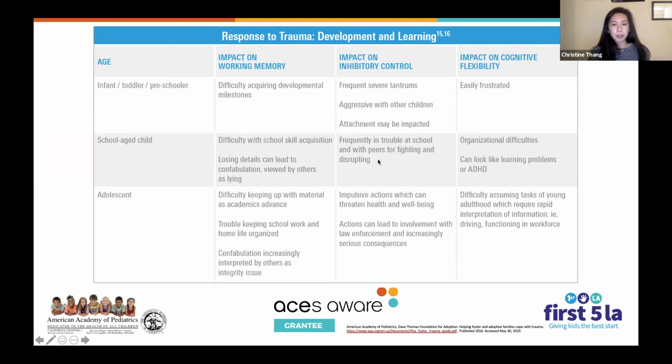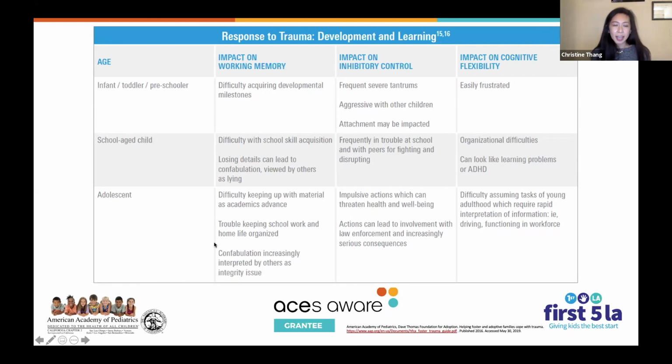In terms of inhibitory control, they're frequently getting in trouble in school, they're fighting with their peers, they may be disruptive in class. And oftentimes what I'm describing may be misdiagnosed or improperly diagnosed as simply ADHD or a learning problem. And then you'll see those organizational difficulties.